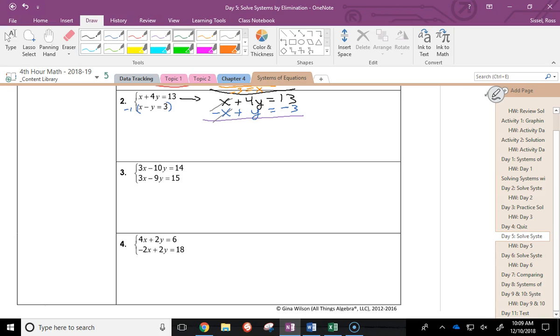4y plus y. Very good. 4 plus 1 is 5, and we keep our variable there. So 5y. 13 minus 3. Good. How do I get y by itself? Aiden? Okay, now I'm going to divide by 5. And we should get y equals 2. Okay, and my answer, y is 2.